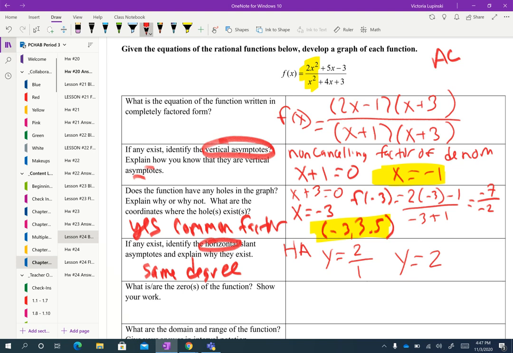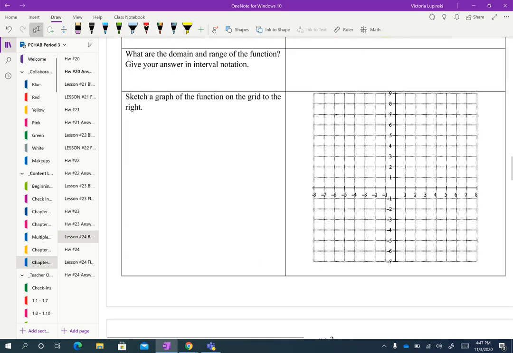The zero of the function is the non-canceling factor of the numerator. So 2x minus 1 equals 0, which means that x equals 1/2. I personally think it's much easier to find domain and range after you make the graph. So let's go ahead and do the graph next. When you start creating the graph, you're going to start by graphing all of the information that you just found. So you found a 0 at 1/2. You found a vertical asymptote at -1. And again, it doesn't really matter the order that you draw them in.